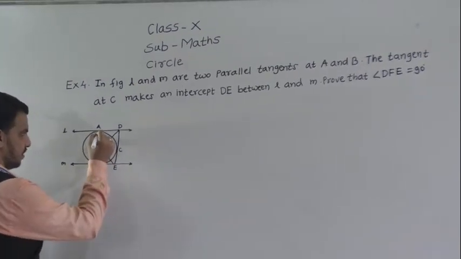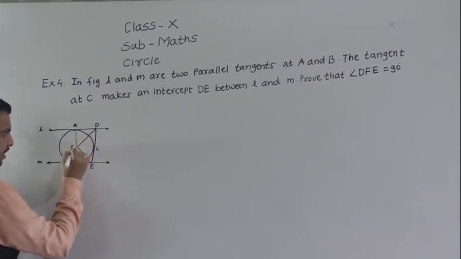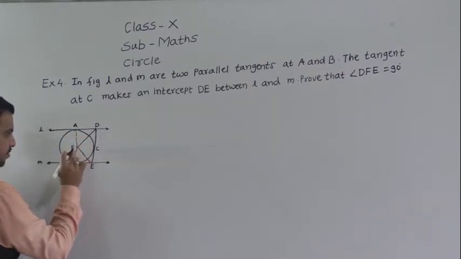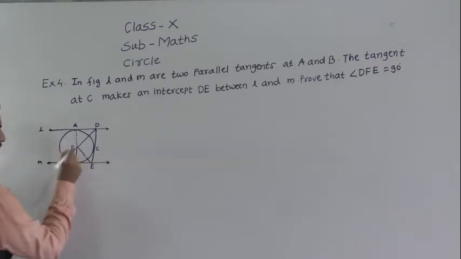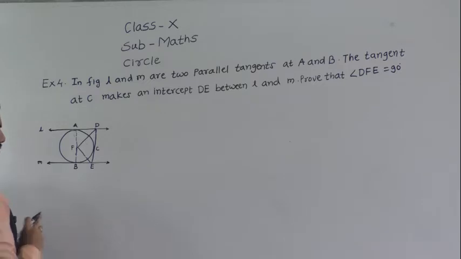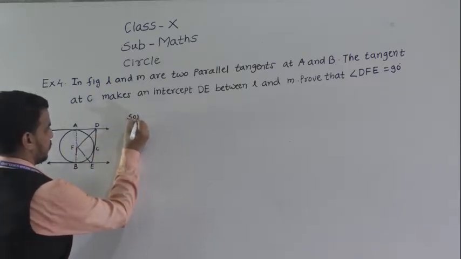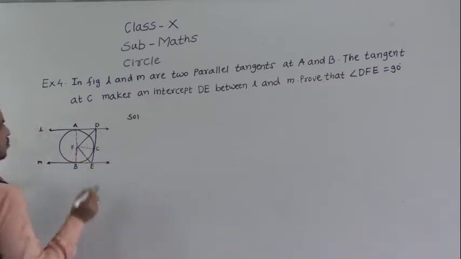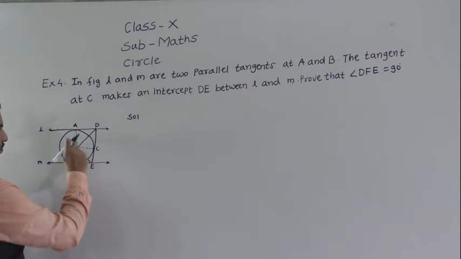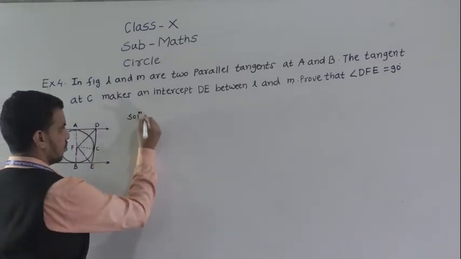For that, we have to join AF and FB. This is not a straight line, so we have to join only AF and FB. Also we have to join FC. So first we have to show that triangles FAD and CFD are congruent.